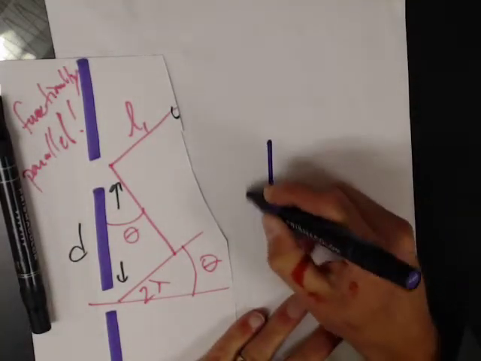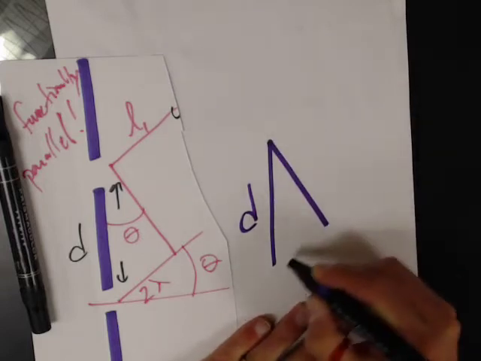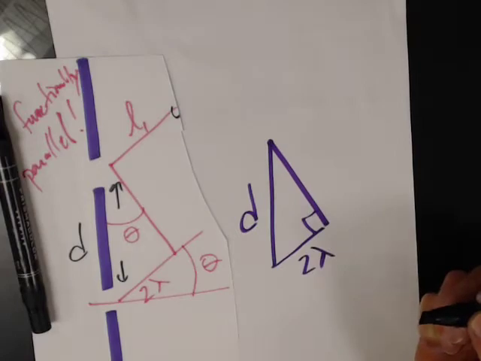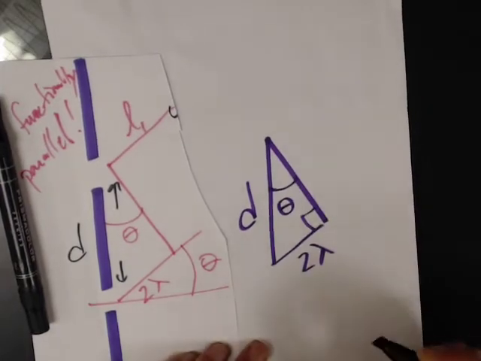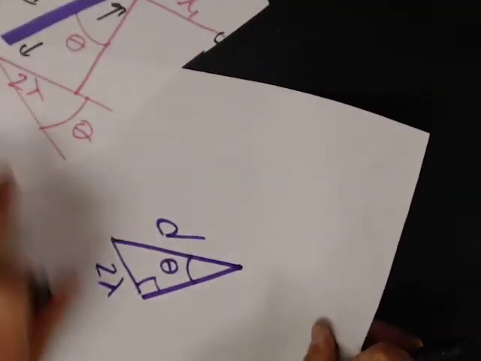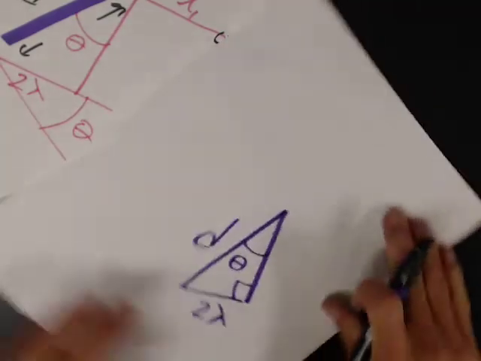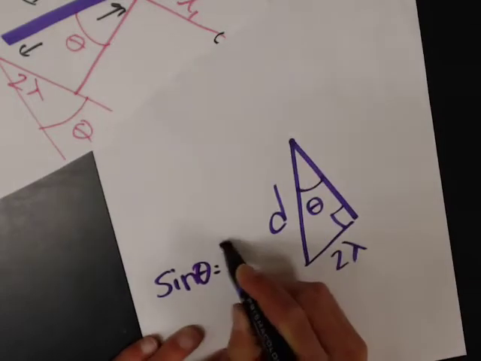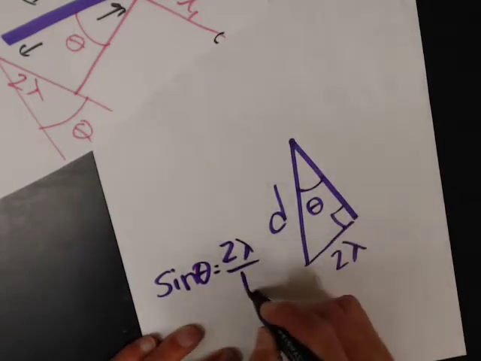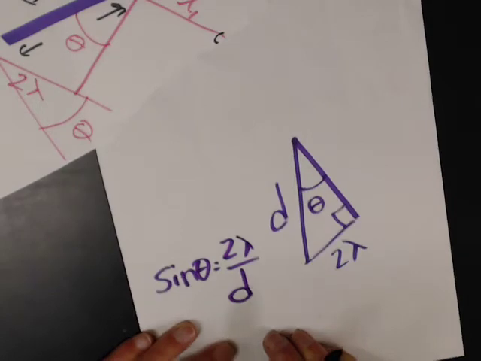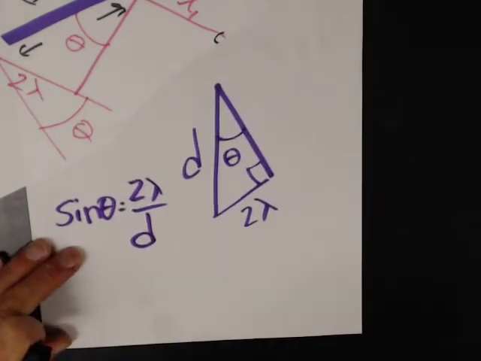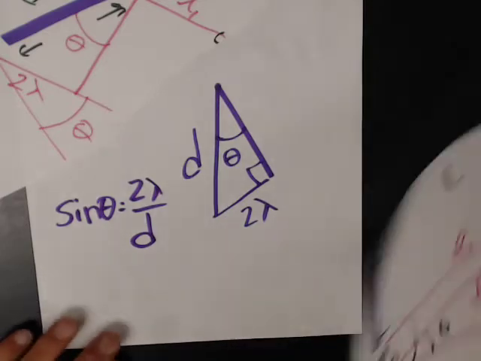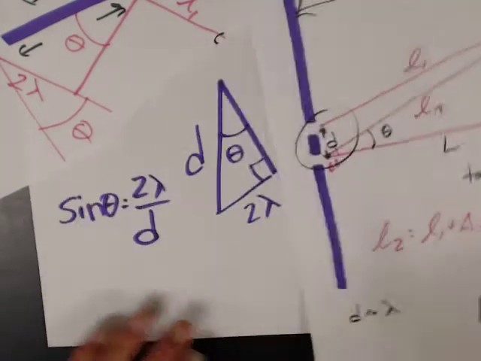That's D, right triangle, and 2 lambda. And I know this is theta. So as I move this around, the sine of theta is opposite over hypotenuse. Here's the sine of theta. I have the tangent of theta. Where'd my tan of theta go? There's my tangent of theta. If only you could get them close together.